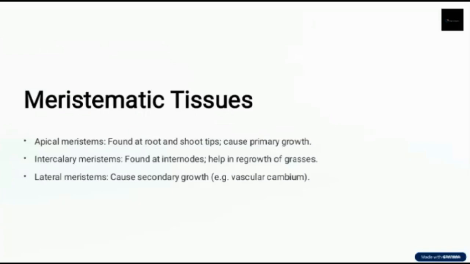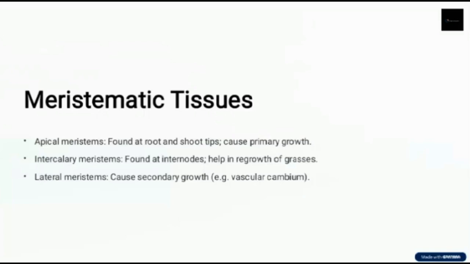Then secondly, we have intercalary meristems. They are found at internodes, and they help in regrowth of grasses. Then lastly, we have lateral meristems.